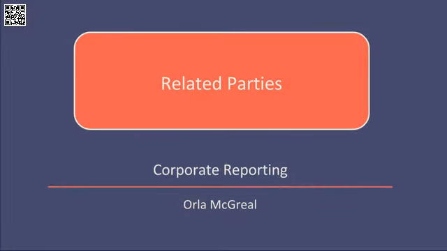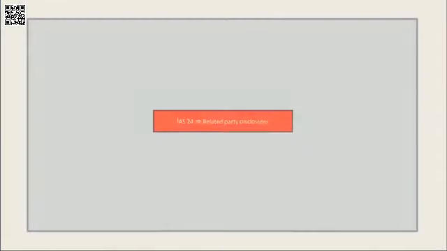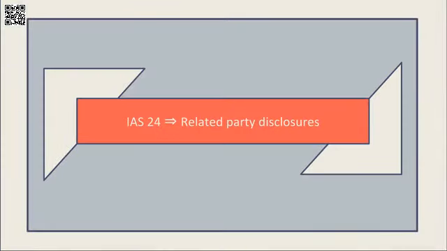In this section, we are going to look at reporting related party transactions in corporate reports. IAS 24 Related Party Disclosures is the standard that guides us. You have not seen this standard in F7, so I will go over it in this video.